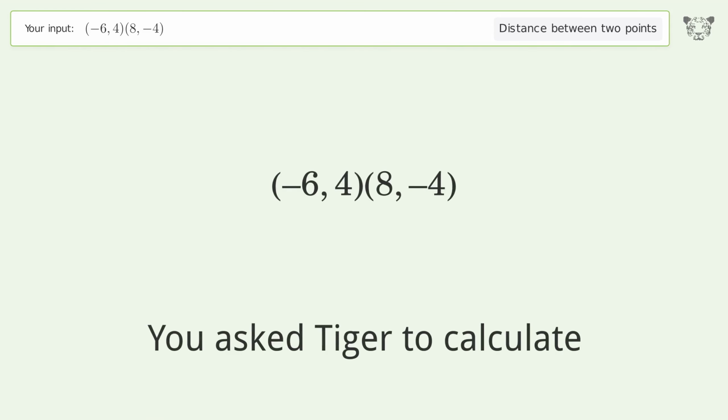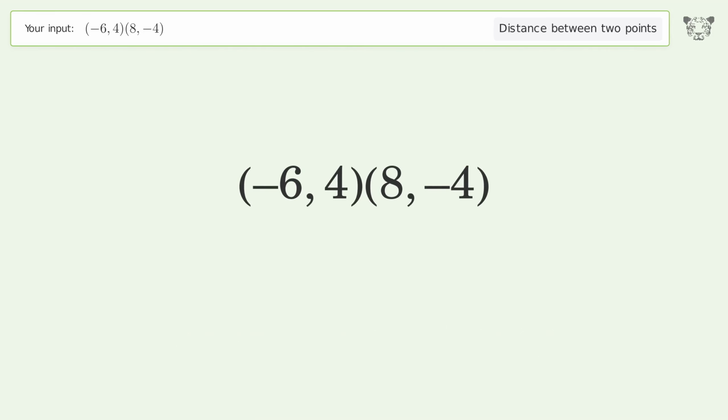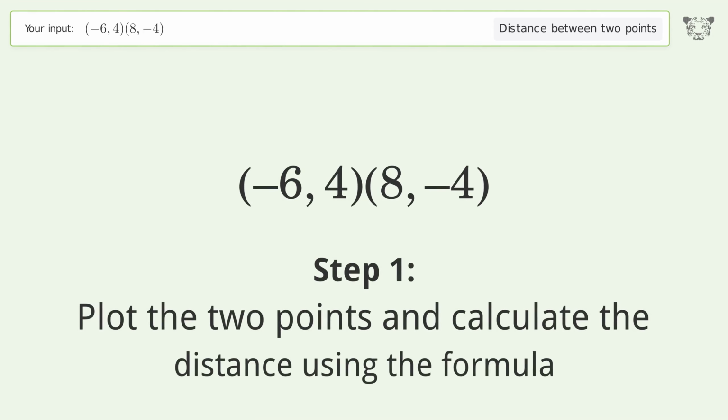You ask Tiger to calculate the distance between 2 points. The distance between the 2 points is the square root of 260, or 16.125. Let's solve it step by step. Plot the 2 points and calculate the distance using the formula.